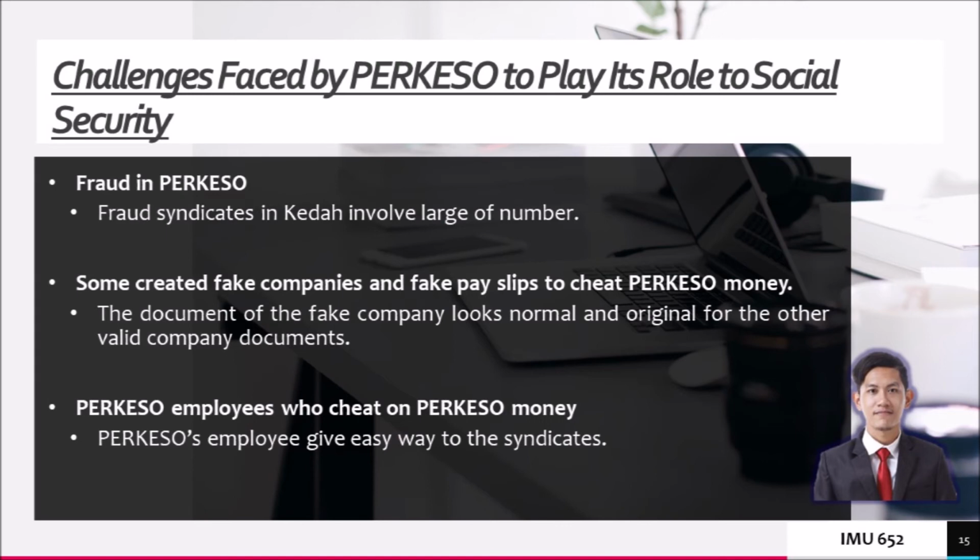But Perkeso is very efficient in detecting this fraud because they have the expertise to determine which are valid documents and false documents. And lastly, Perkeso employees who cheat on Perkeso money, where the employees give an easy way to the syndicates. This case has led Perkeso to upgrade their audit system, such as the integrity unit and anti-fraud unit, to detect and prevent fraud activity in the Perkeso benefit process.